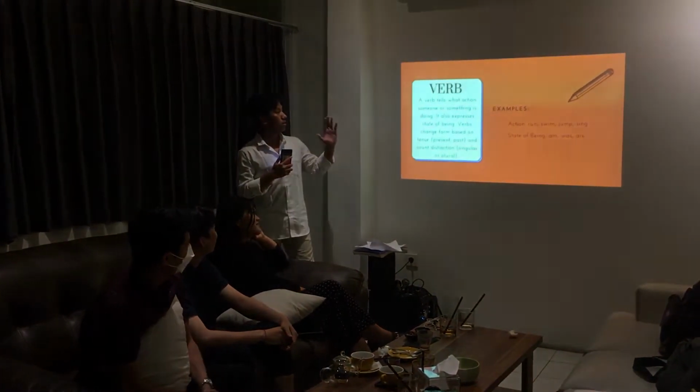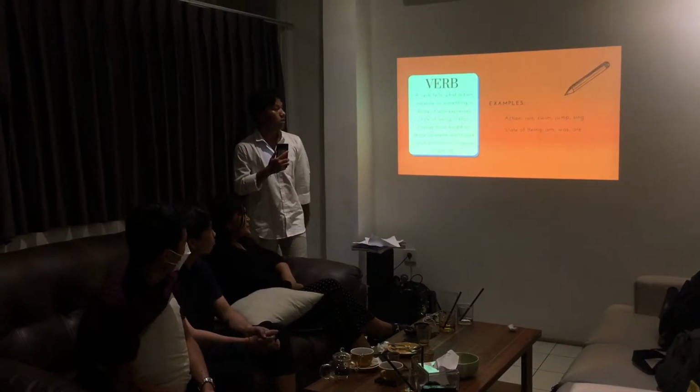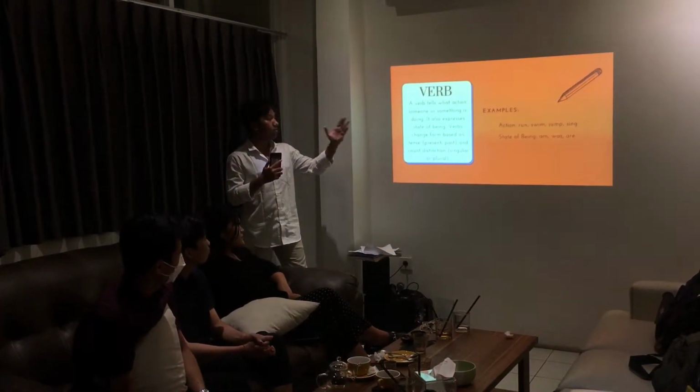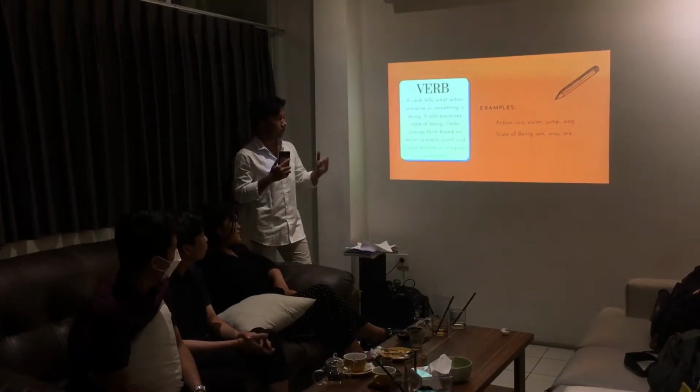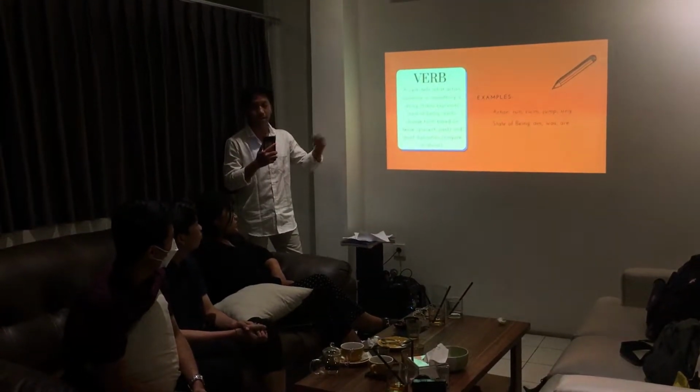So the examples of verb would be, we have the action verbs such as run, swim, jump, and sing. And then also the state of being verbs. We have am, as in I am, and then we have was and are. Next slide, please.